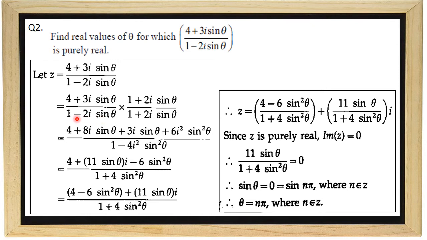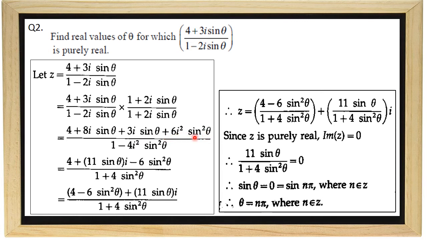We remove the imaginary part from the denominator by multiplying the numerator and denominator by the conjugate of the denominator, that is (1 + 2i sin theta)/(1 + 2i sin theta), and expand the two brackets: (4 + 3i sin theta)(1 + 2i sin theta). When expanding we get 4 + 8i sin theta + 3i sin theta + 6i² sin² theta.